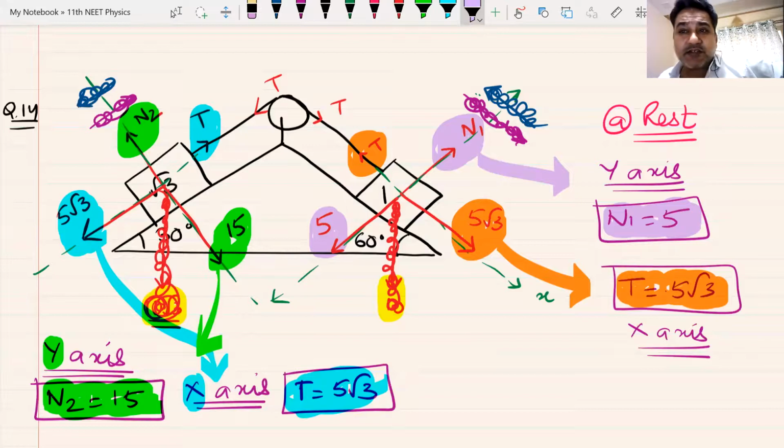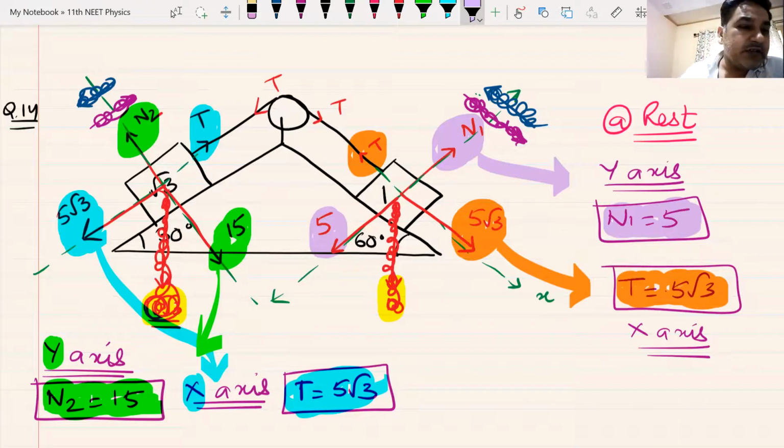So the normal reaction for the root 3 kg block is 15 newtons. The normal reaction for the 1 kg block is 5 newtons. Tension in the string is 5 root 3 newtons. And the acceleration of the blocks is 0 because the blocks remain at rest.